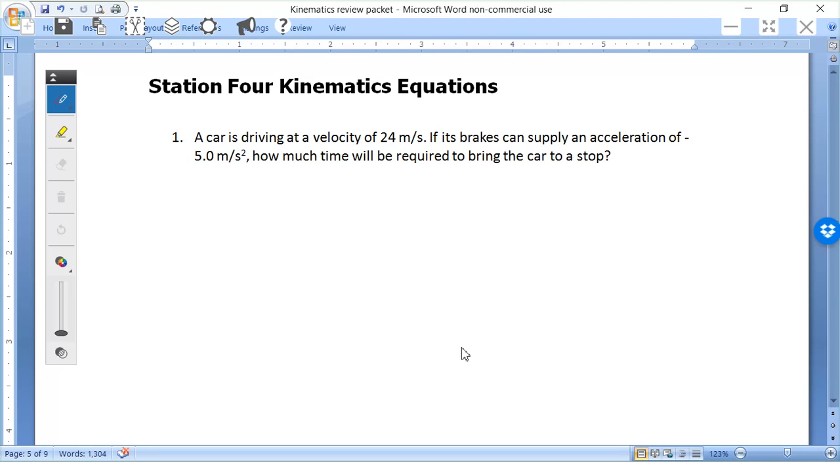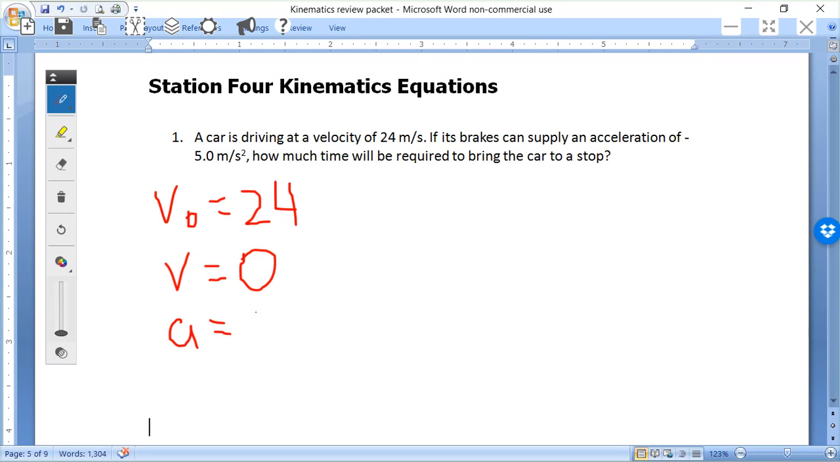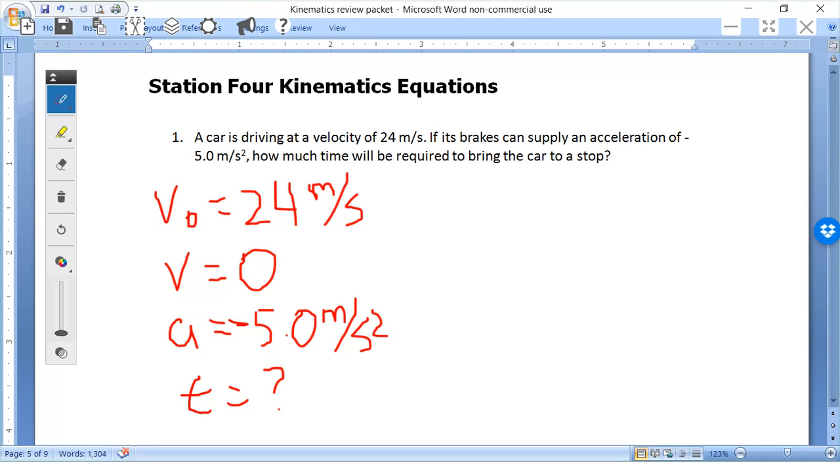So this lets me know that my v0 is 24 meters per second. My v is going to be 0 because I'm coming to a stop, and my acceleration is equal to 5.0 meters per second squared, and it's going to be negative. Time is what I am looking for. So I'm going to use this kinematics equation.